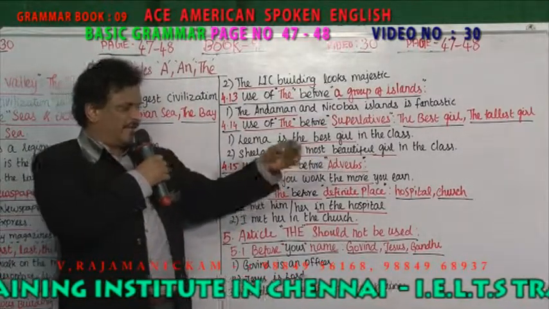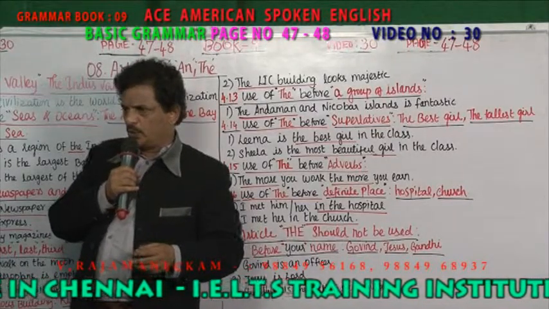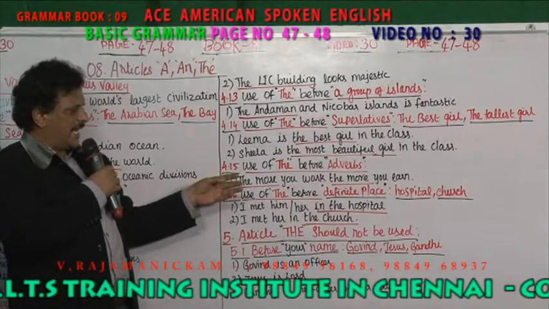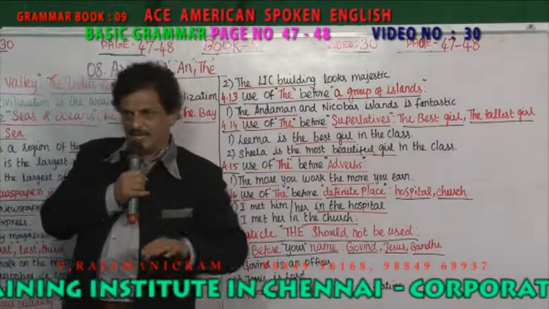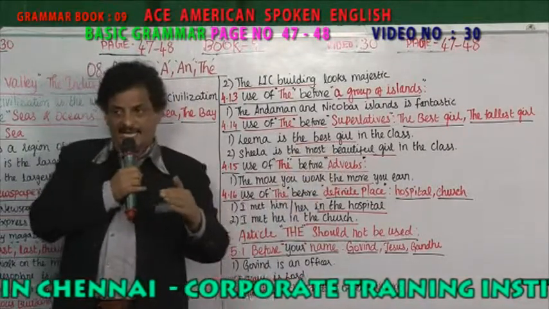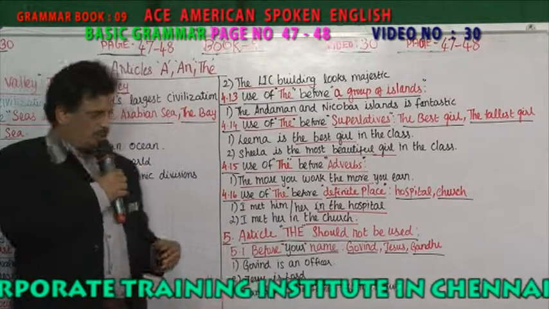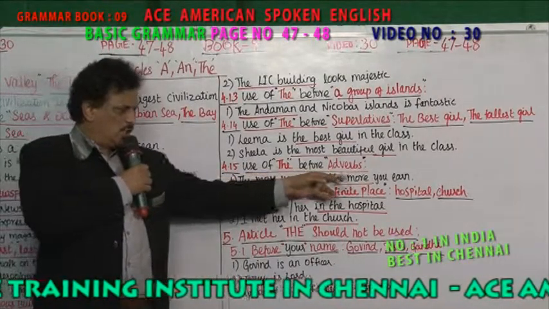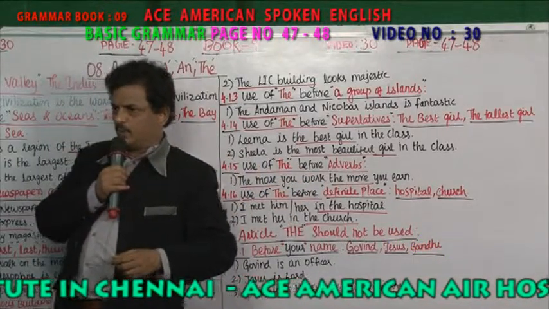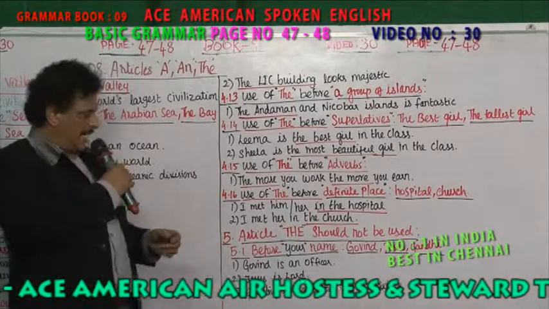Use of the before adverbs. அட்வர்ப்ஸ் என்றால் என்ன? வினையுரி சொற்கள். வினை சொல்லை உரித்து சொல்லக்கூடியது adverbs. இந்த adverbsக்கு முன்னாடி த யூஸ் பண்றீங்க. The more you work, அதிகமாக வேலை செய்ய செய்ய, the more you earn, அதிகமாக நீ சம்பாதிக்கிறாய். ரைட்டா? அதிகமாக என்று சொல்லக்கூடிய இந்த more இதுதான் adverb. இந்த adverbகளுக்கு முன்னாடி த வருகிறது. The more you work, the more you earn, the more you study, the more you get good marks.